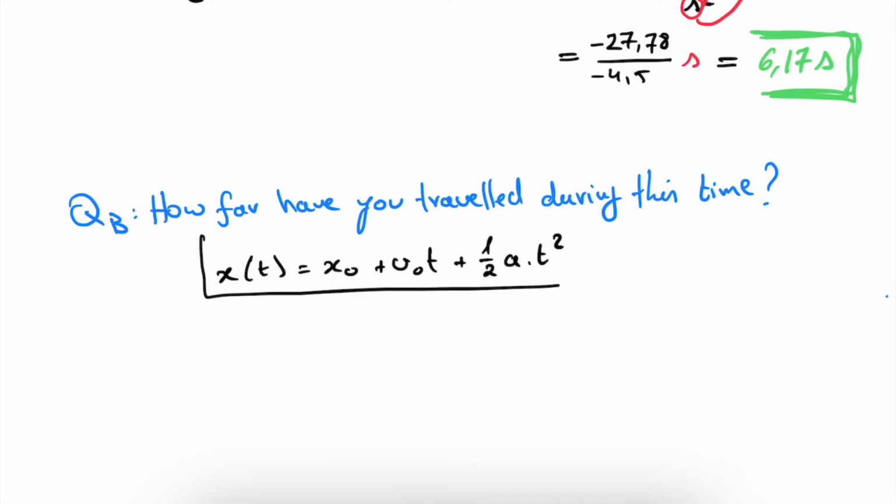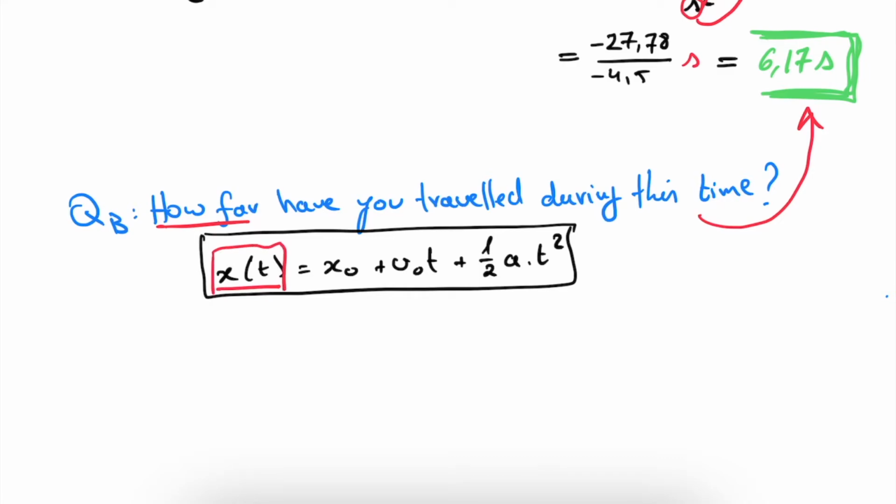Why do we have to use this formula in this case? Because what we are looking for is a distance. So how far have we traveled in this time, which is 6.17 seconds? Well, x(t) is the position after a specific time of a moving object. We are the moving object in this case, and we are traveling for 6.17 seconds. So what is x(t) after 6.17 seconds?